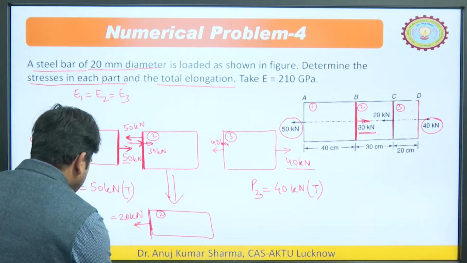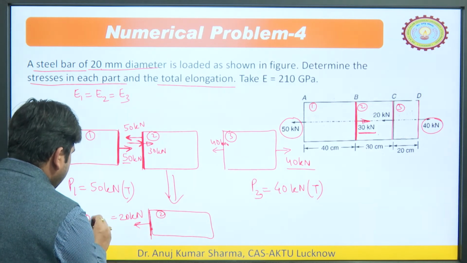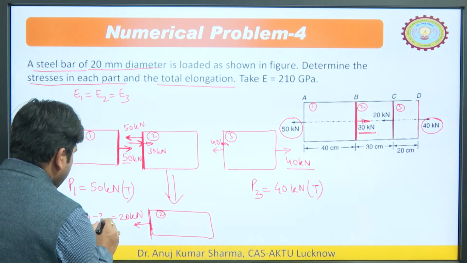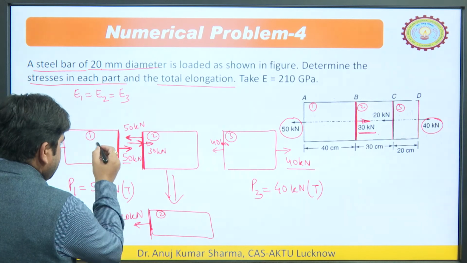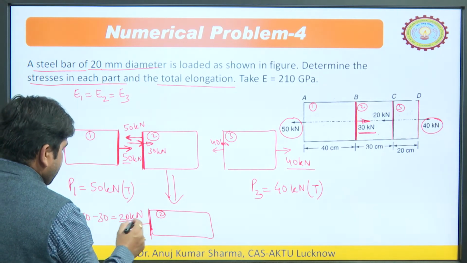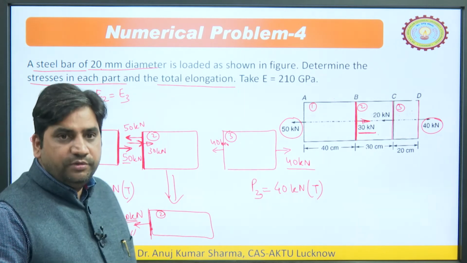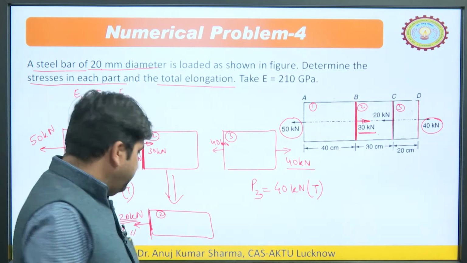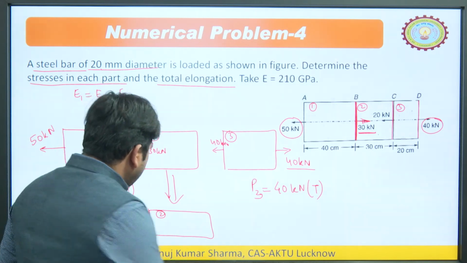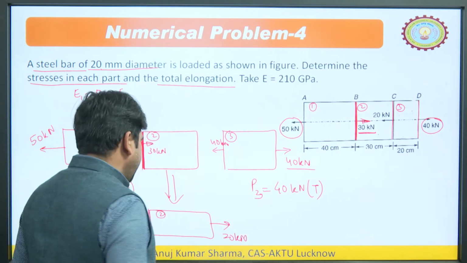20 kilonewton, how has it come? 50 on the negative side and 30 on the right side. So, if left side is positive, the right side is negative, whatever you want to take. So, 50 minus 30 is equal to 20 kilonewton. So, P2 is equal to how much? 20 kilonewton. So, simply you can apply 20 kilonewton on the other side, so it will be in equilibrium.